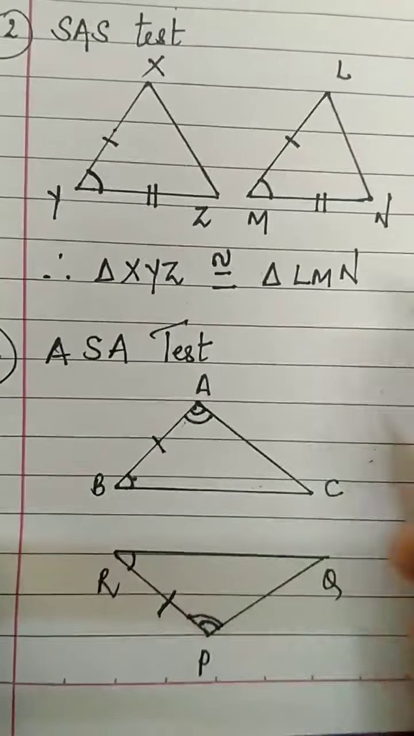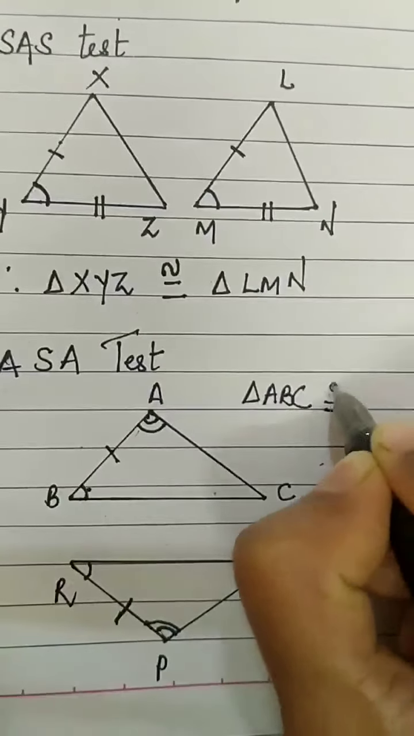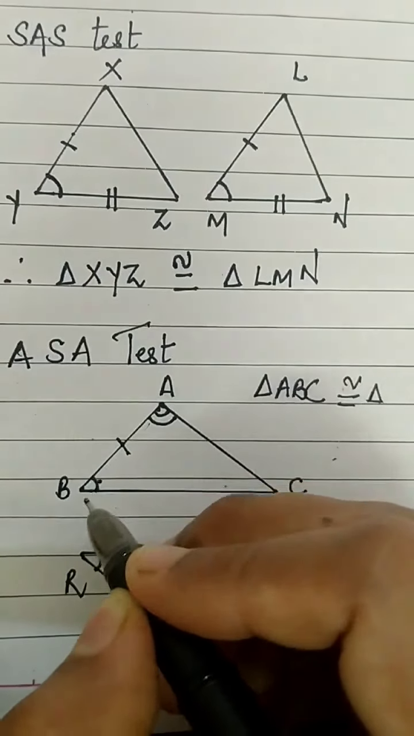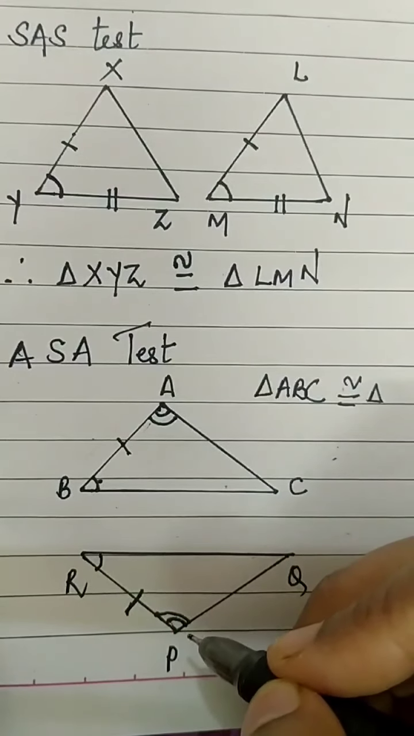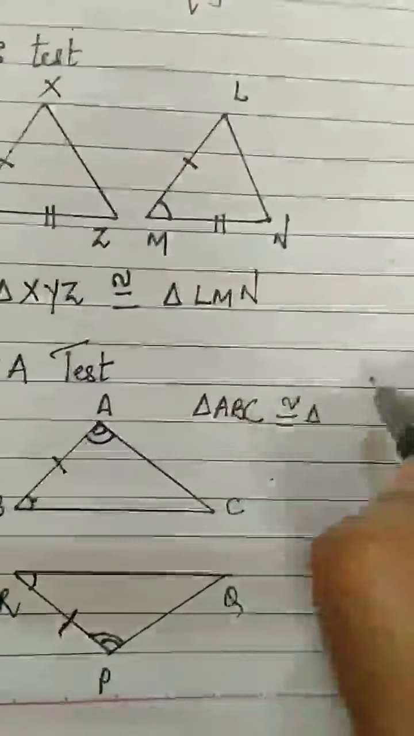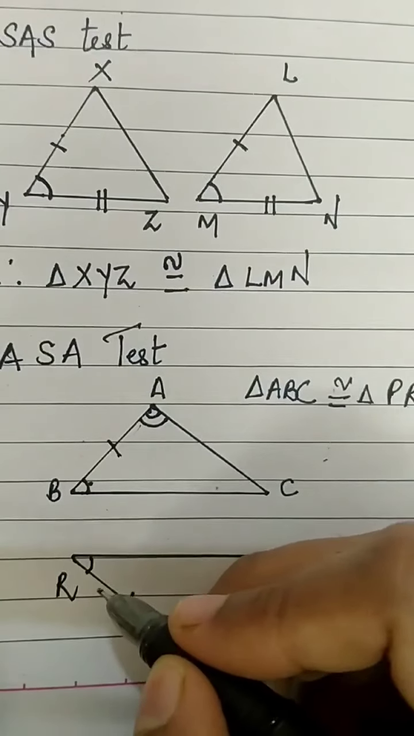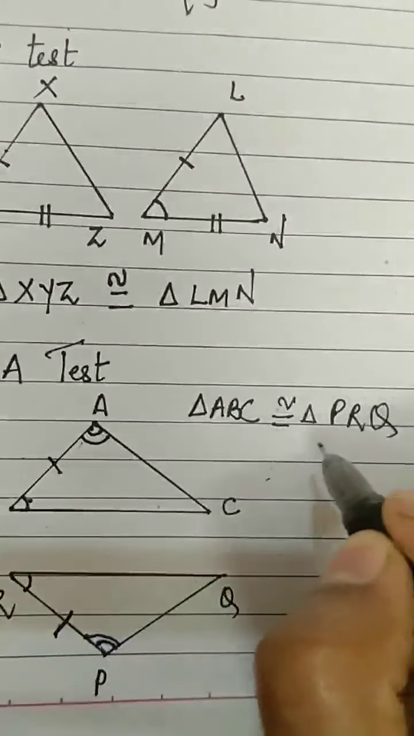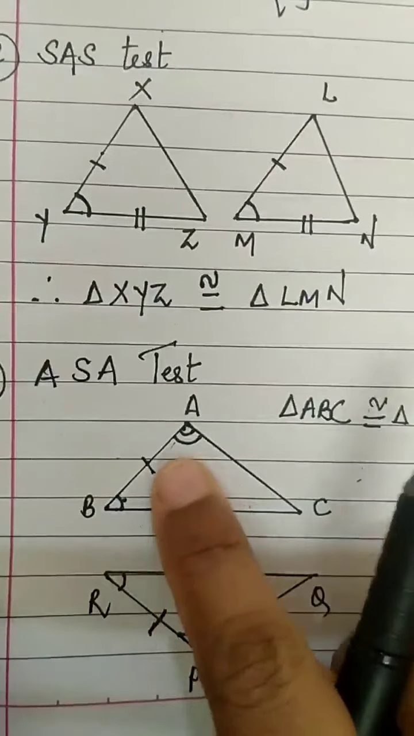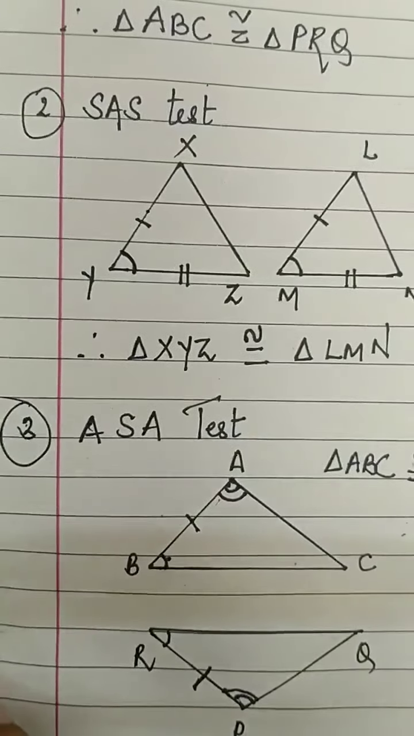These two triangles, that is triangle ABC, congruent to triangle. How did I name ABC? Double marked angle, single marked side, to single marked angle. Same way I will name the next triangle. Double marked angle P, R and Q. Triangle PRQ. Double marked angle to single marked side and single marked angle. ABC congruent to triangle PRQ by ASA test. Angle side angle test.